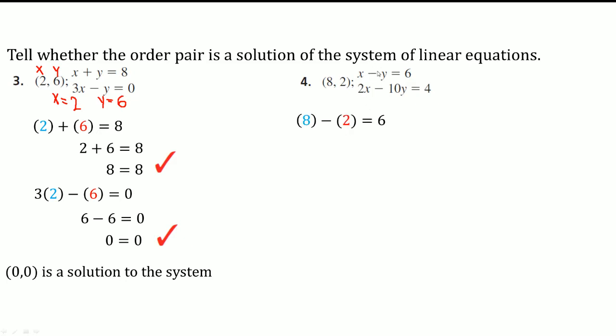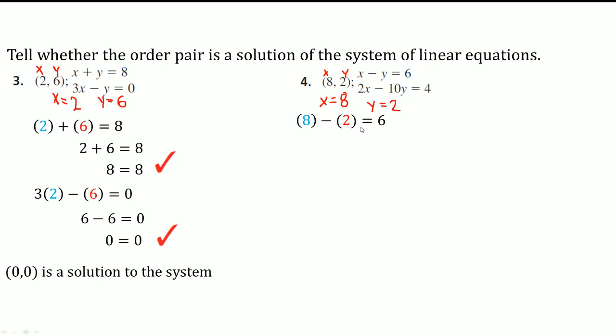Let's check the first equation. X minus y is equal to 6. Plug in x is equal to 8 and y is equal to 2. Okay, so the 8 goes in for the x, and the 2 goes in for the y.